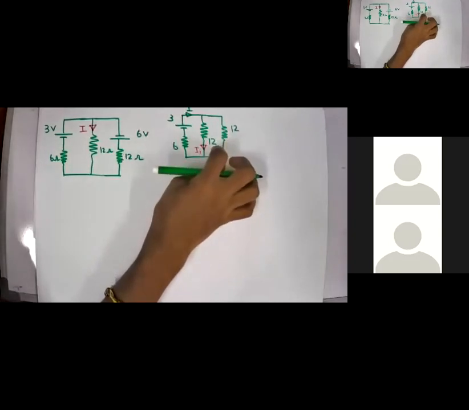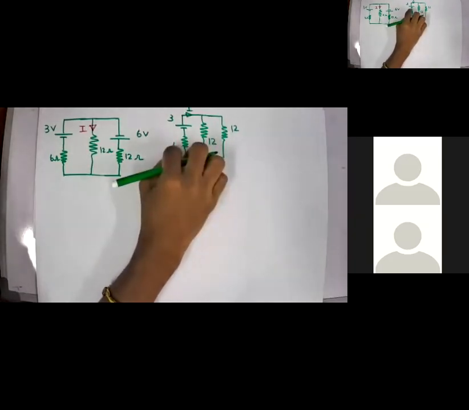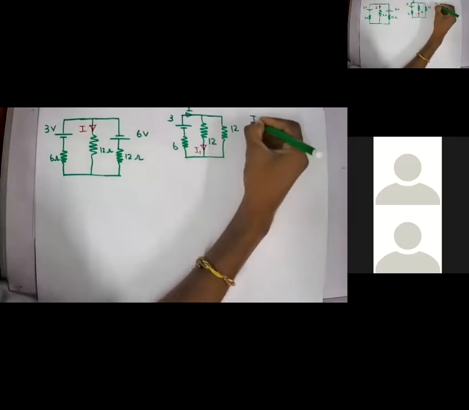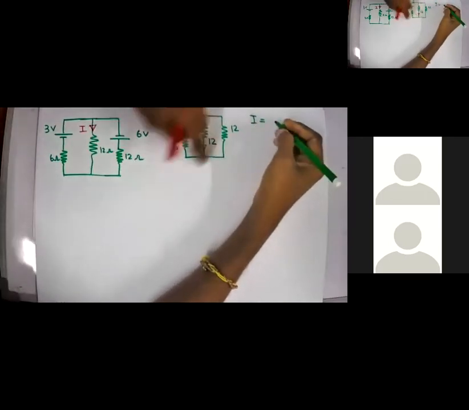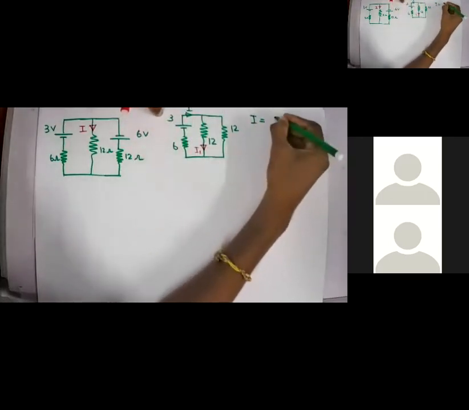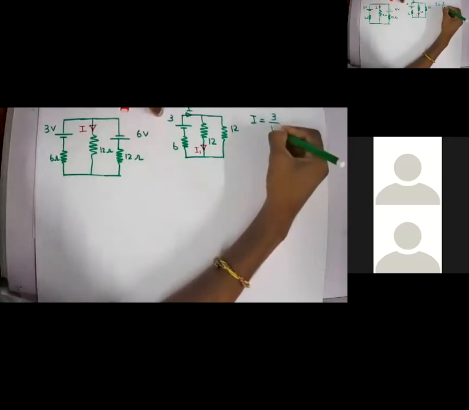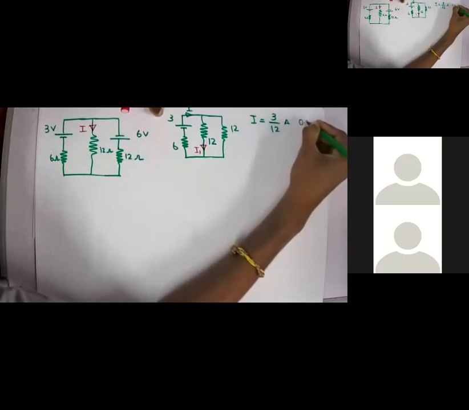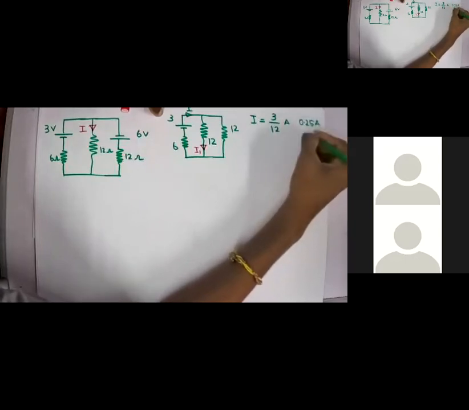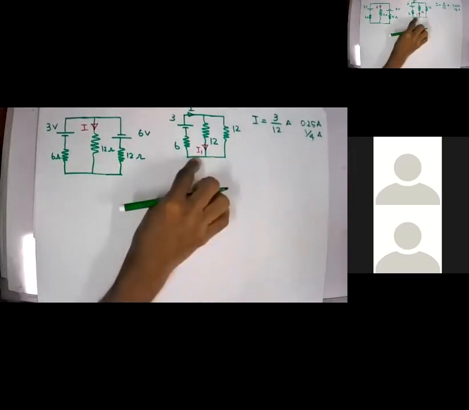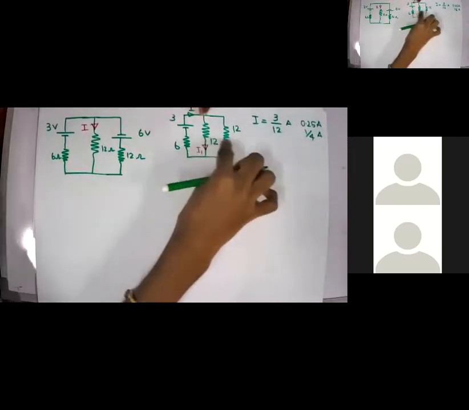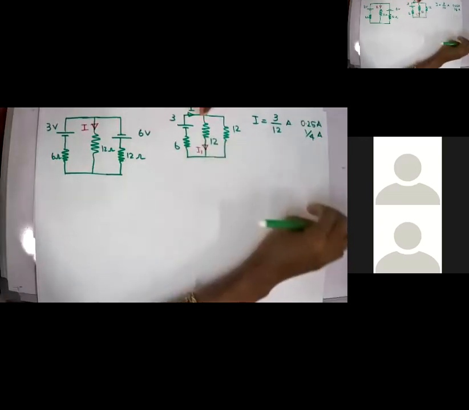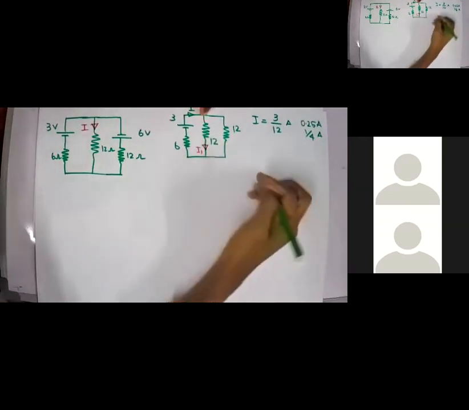12 parallel 12 is 6, and 6 and 6 will be 12. So I can say that my I equals 3 over the total 12. So V by R, 3 by 12 amperes, or I can say 0.25 amperes or 1/4 amperes. Okay, now that I is going to divide among these two resistors, then what will be my I1?